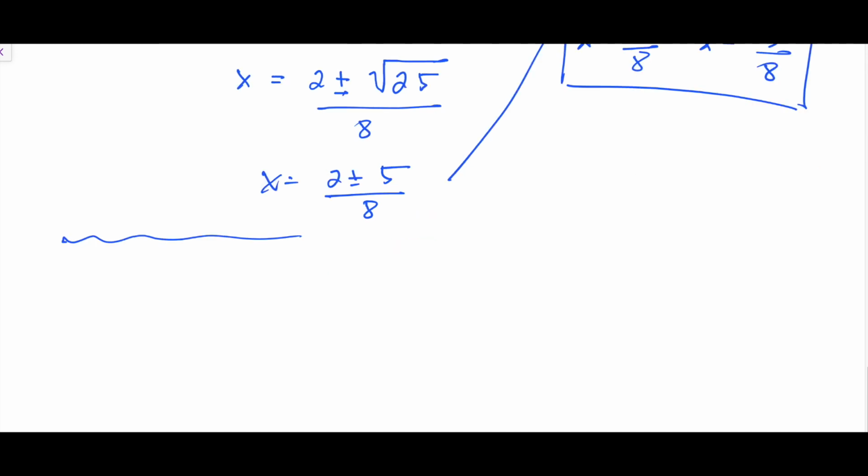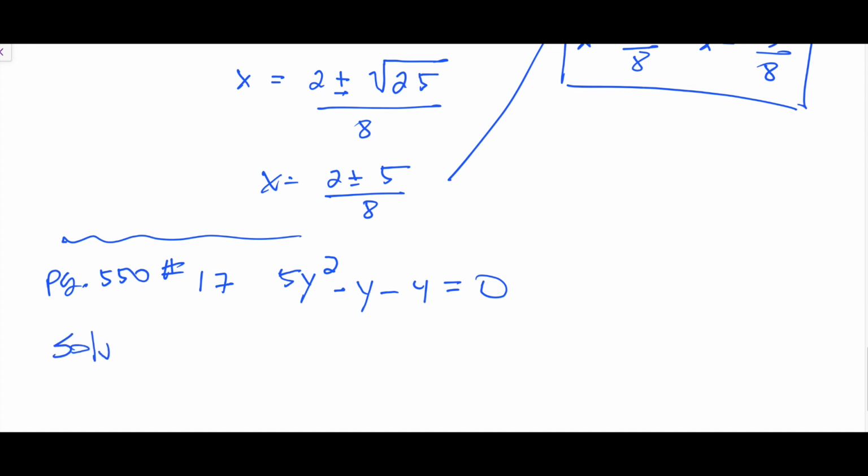Okay, let's try one from your book. This is page 550, number 17. It says solve by using the quadratic formula. Tell me what to do. Did you write it down? It's 5y squared minus y minus 4. So then the quadratic formula.